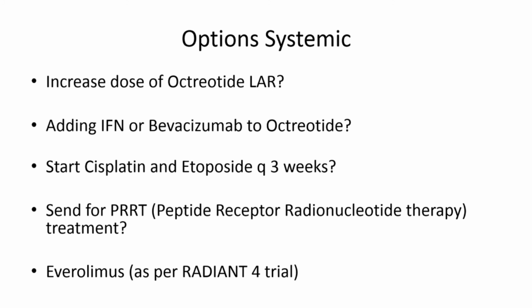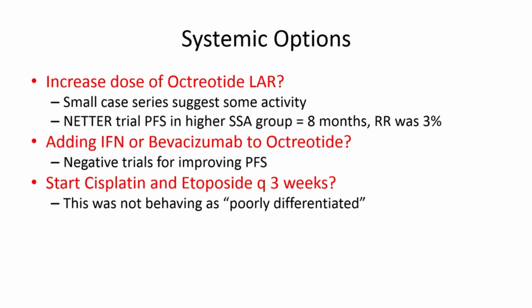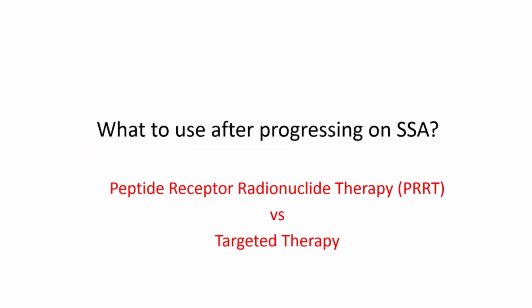So, as mentioned, your options there are increasing the dose of the octreotide LAR, adding interferon or bevacizumab to the octreotide, although that was recently shown not to be effective. What about chemotherapy? What about PRRT? And what about everolimus? So, just kind of removing a few of the options there, especially the interferon, and the chemo usually doesn't work for well-differentiated. So, where do we go next?